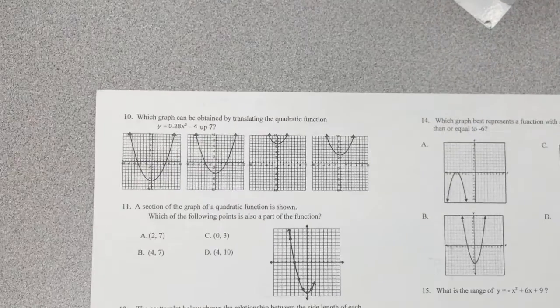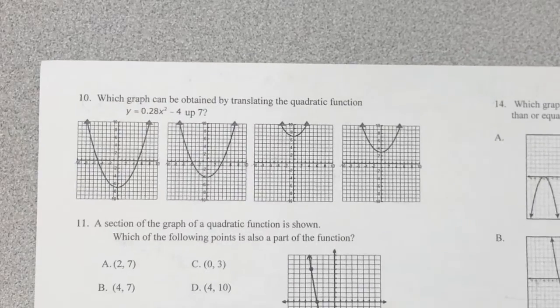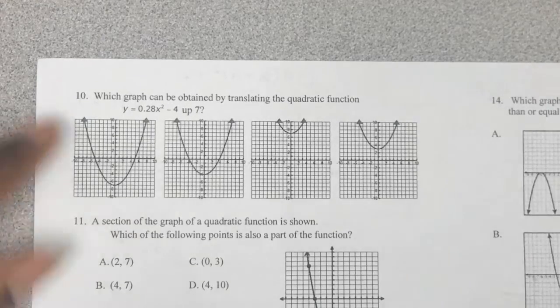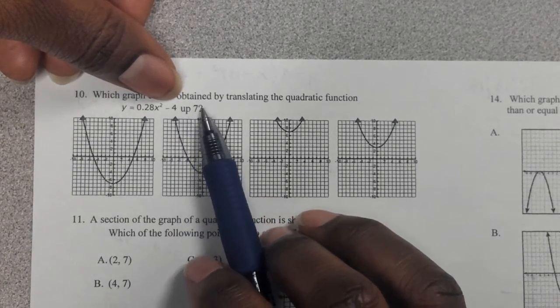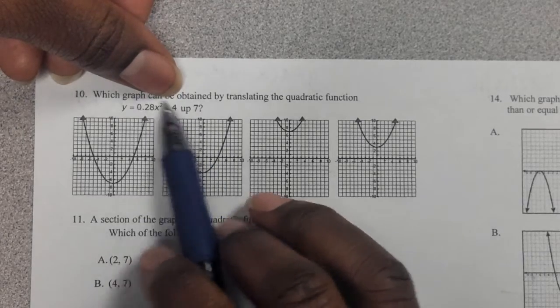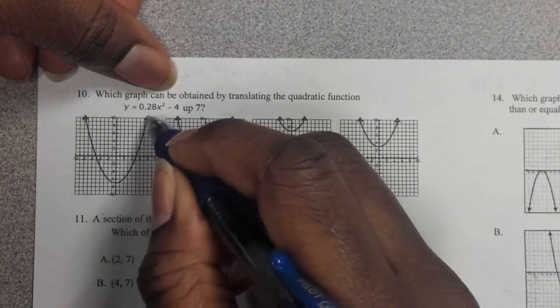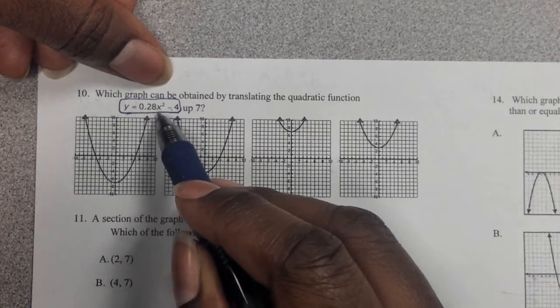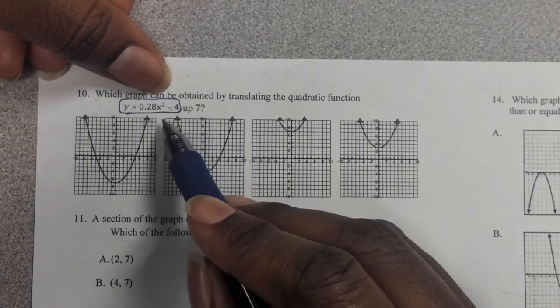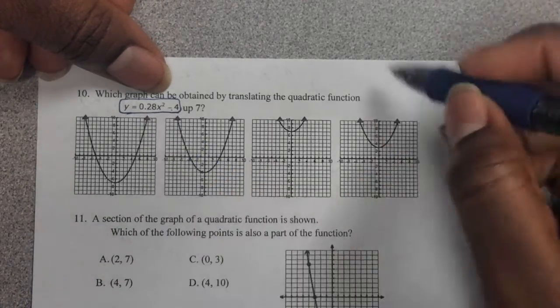All right, second part. Which graph can be obtained by translating the quadratic function y equals 0.28x squared minus 4 up 7? So right now it's here. They're telling you that first it's at the minus 4. Notice it doesn't have parentheses, so there is no right or left shifts. They're telling you they took this one that was already at a negative 4.